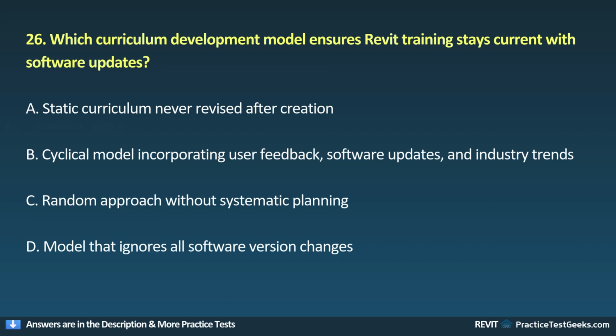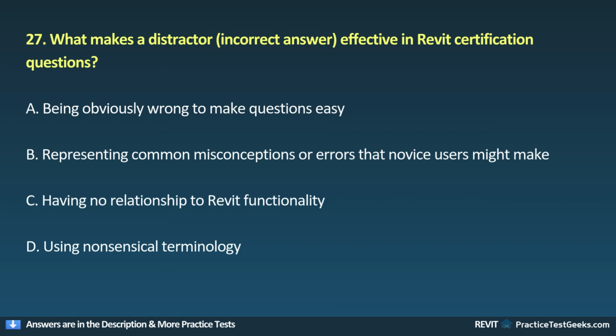A. Static curriculum never revised after creation. B. Cyclical model incorporating user feedback, software updates, and industry trends. C. Random approach without systematic planning. D. Model that ignores all software version changes. 27. What makes a distractor, incorrect answer, effective in Revit certification questions?